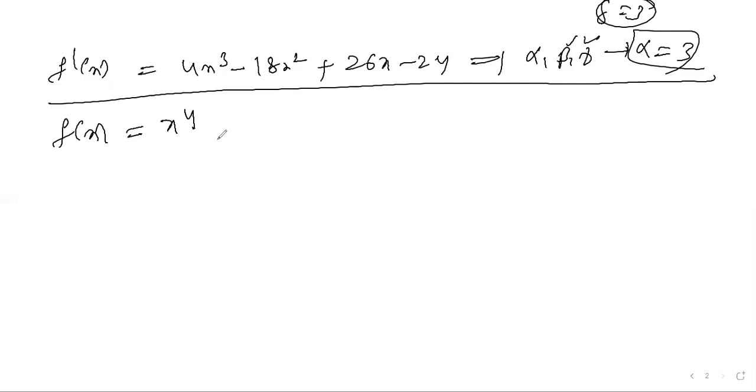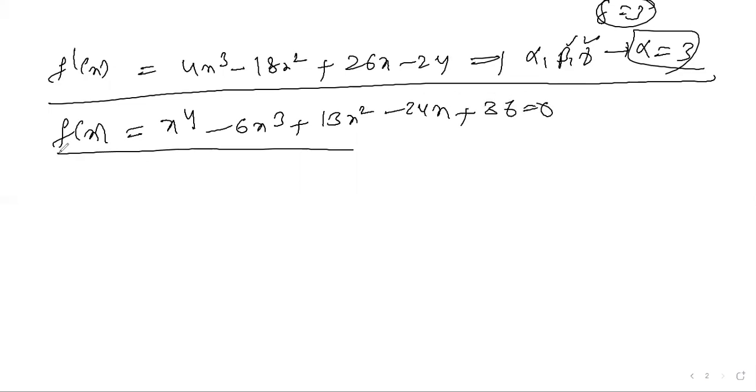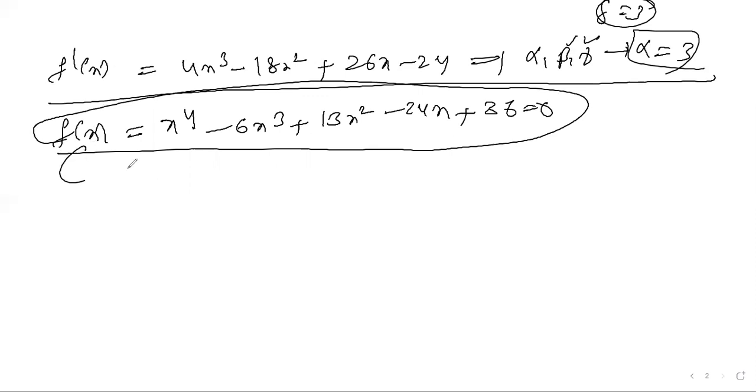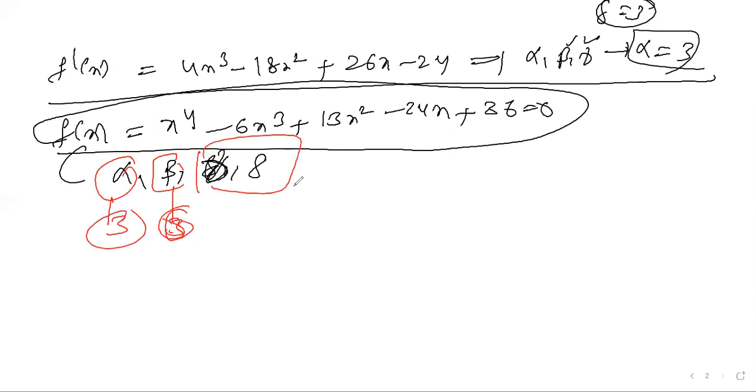So let us take f of x: x power 4, 6x cube plus 13x square minus 24x plus 36 is equal to 0. Clear? This is f of x. So how many roots are there for this f of x? 4 roots: alpha, beta, gamma, delta. Now listen very carefully. What is the alpha value? 3. Beta also you take it 3, multiple roots. Gamma, delta you need to find out. That is your duty.